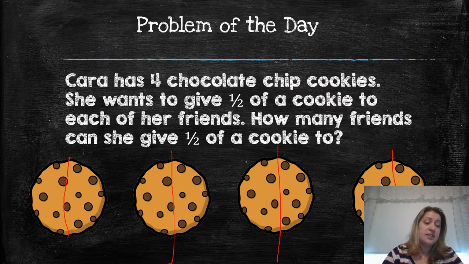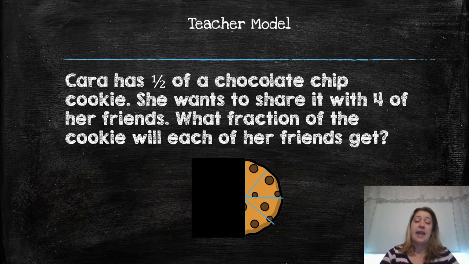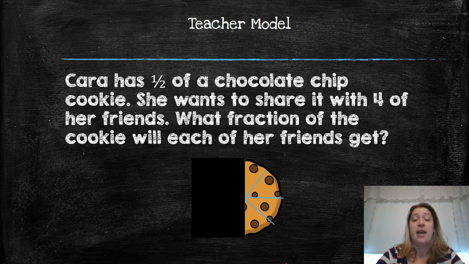Okay? So this is taking a whole unit, the whole cookie, dividing it in half to be able to give it to more people. But what happens when Kara has half of a chocolate chip cookie and she wants to share that with 4 of her friends? What fraction of the cookie will each of her friends get?